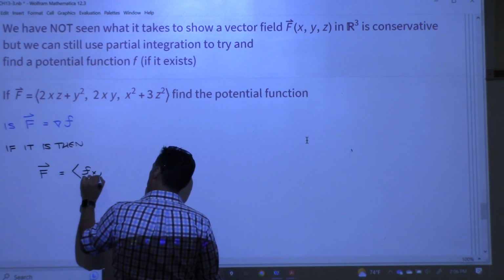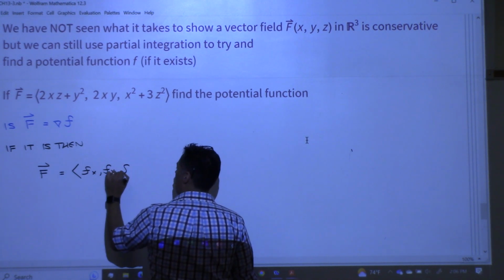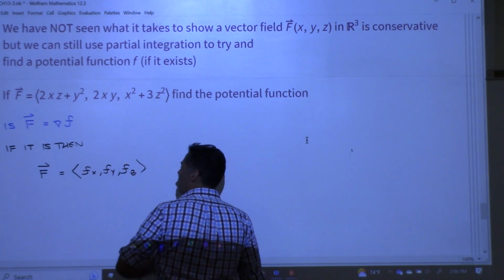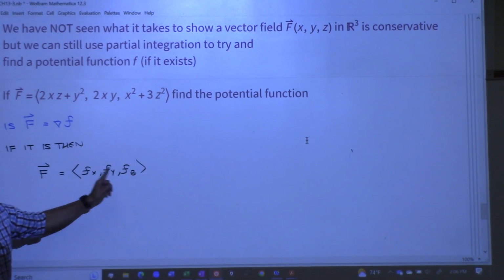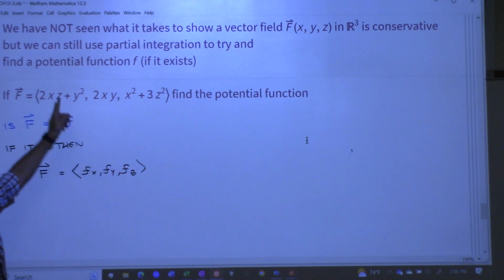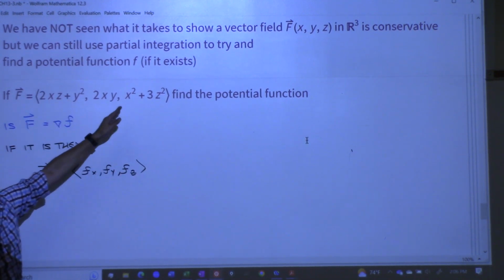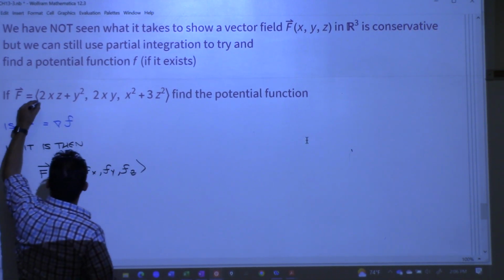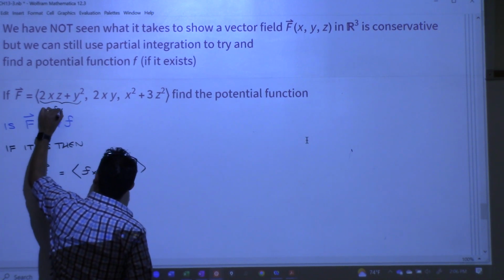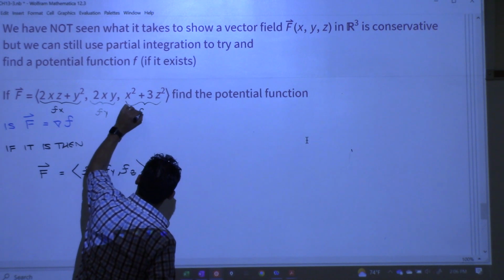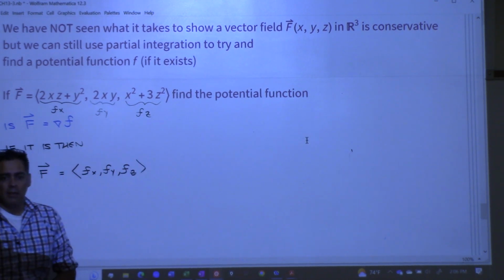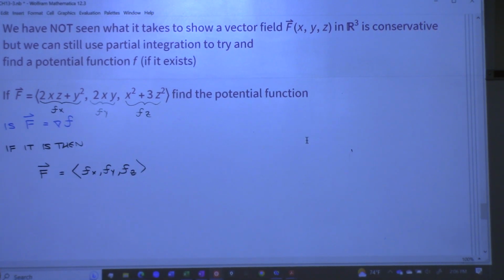Partial of f with respect to x, partial of f with respect to y, partial of f with respect to z, right? Whatever our scalar function is, the partials with respect to x, y, and z should match up with the component functions of the field. So this should be partial f with respect to x, this should be partial f with respect to y, this should be partial f with respect to z. And so I'm going to start with one of them and start building backwards like I did in the previous example.